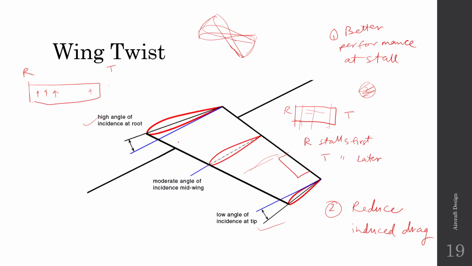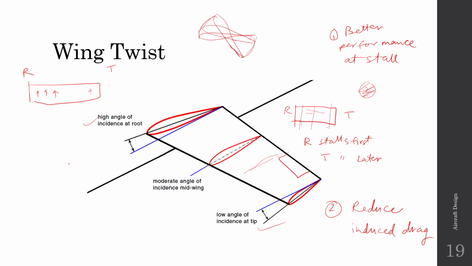So one of the ways is to twist the wing geometrically. You can take the same aerofoil and then twist it and make the wing. Now obviously, this kind of wing is not easy to manufacture, but it is still necessary in a sense. And there is another way to twist it.